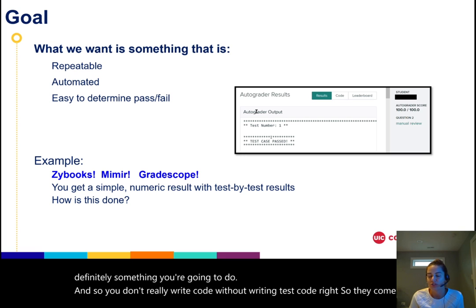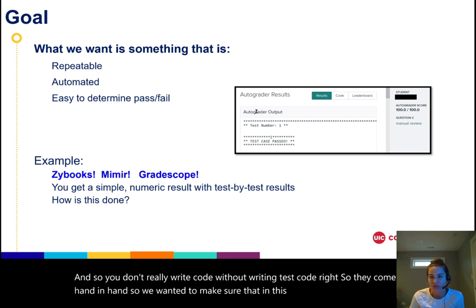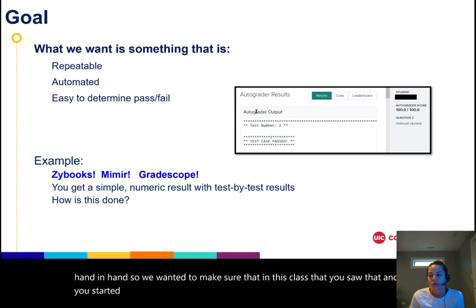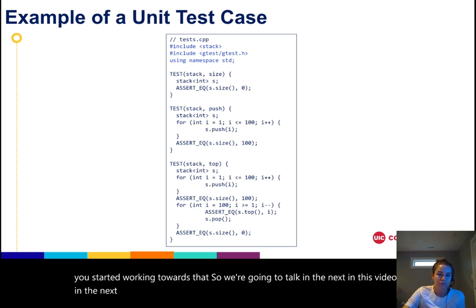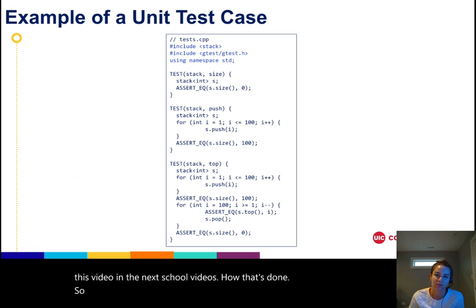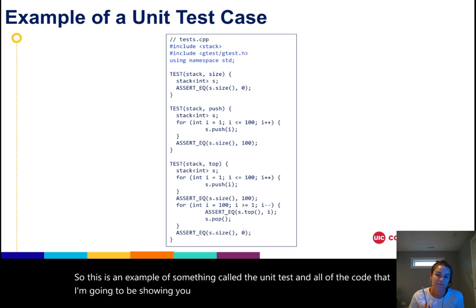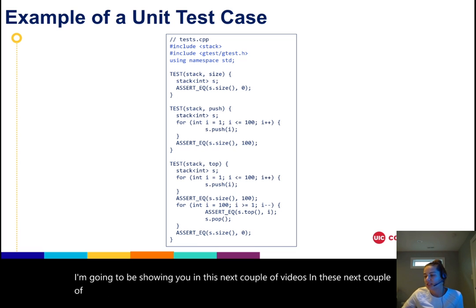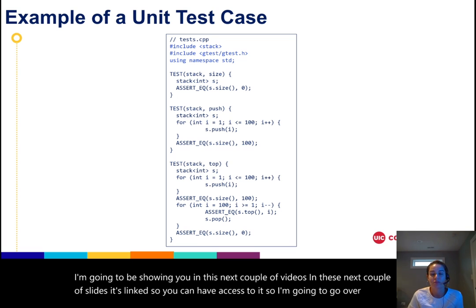We wanted to make sure that in this class you saw that and started working towards that. So in this video and the next couple of videos, we're going to talk about how that's done. This is an example of something called a unit test. All of the code that I'm going to be showing you in the next couple of videos and slides is linked so you can have access to it. I'm going to go over this code next time.